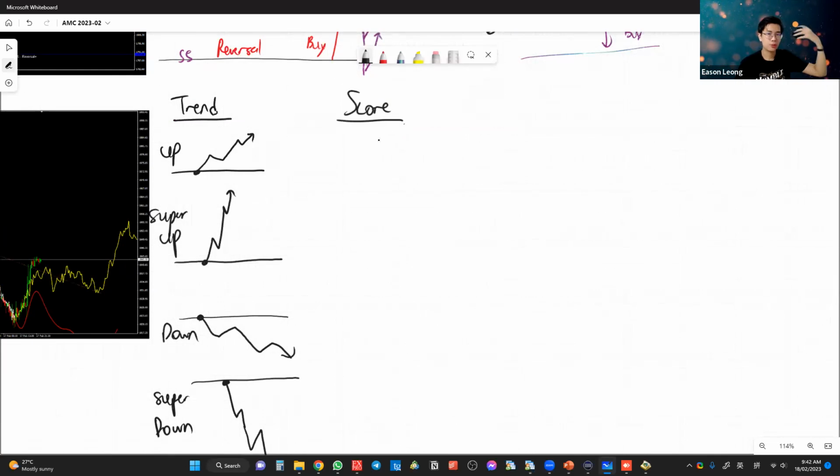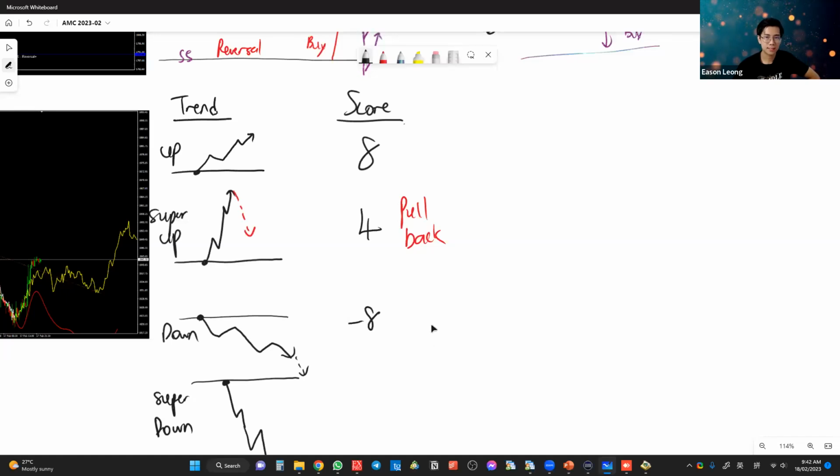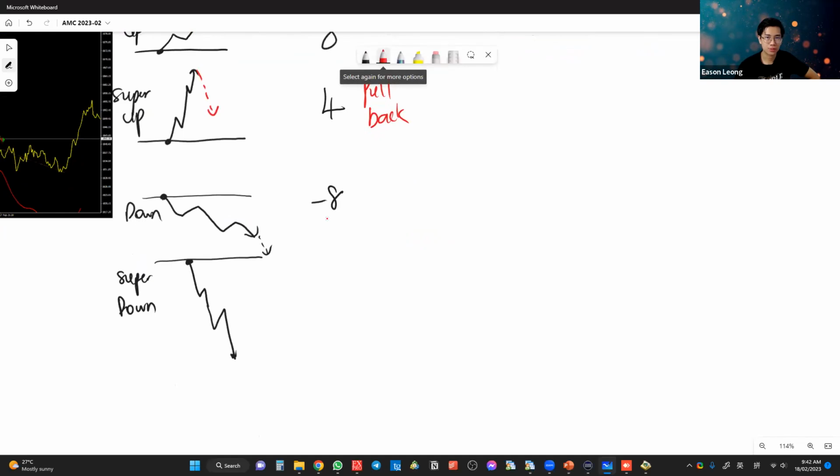Now, we score going up as a score of 8. If it's super up, we give a score of 4 only. Why? Because there is a chance that it will have a pullback. Pullback means if it goes up, up, up like a vertical line all the way up, there is a high chance that it will pull back down as well. For downtrend, we give a score of -8, meaning that it will continue the downtrend. But if it's super down, we only give a score of -4. It is still good to sell at this kind of big down movement, but there is a chance of it having a pullback.